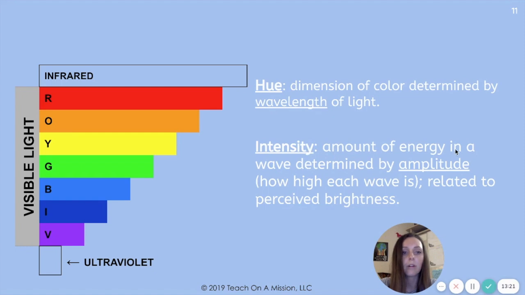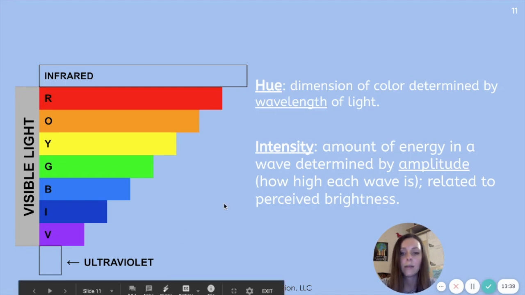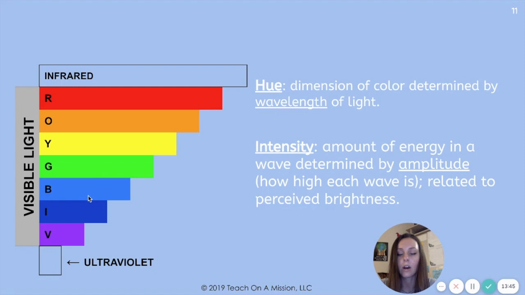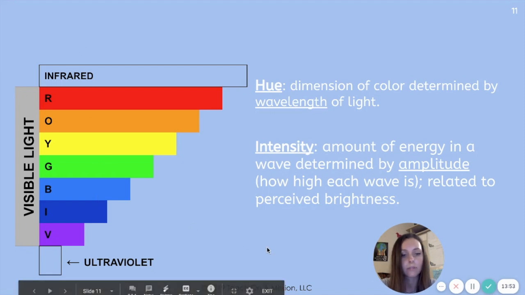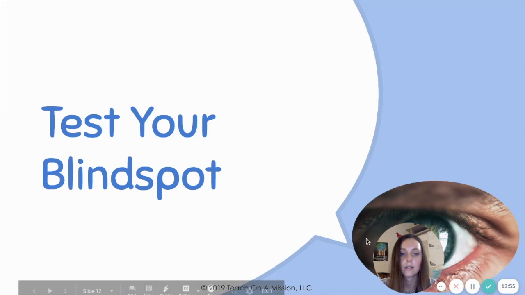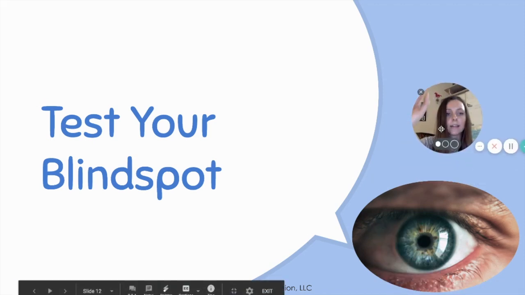Intensity: the amount of energy in a wave determines its amplitude. So how high each wave is relates to the perceived brightness. If we have a higher amplitude, it's going to be a brighter color, as opposed to a lower one, which is going to be a duller color. Just like you can see, the background on this PowerPoint is a light, dull blue, as opposed to the blue that's in our visible light spectrum over here. So those would have different intensities. Test your blind spot. We're going to do this in class.